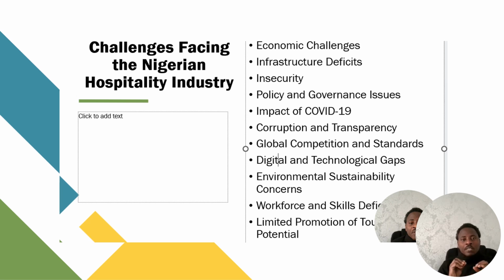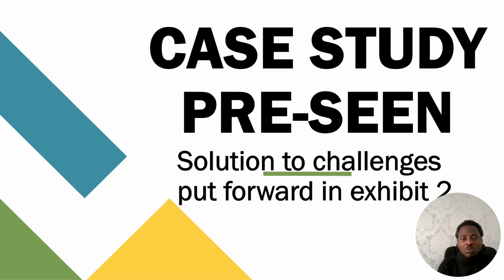This is the list of challenges in Exhibit 2, and we'll move on now to profile solution before we go to Exhibit 3 and see what they have in store for us there. Economic challenges was the first challenge they put forward in Exhibit 2: declining GDP contribution from oil and gas. As we know, the country is heavily dependent on oil revenue.